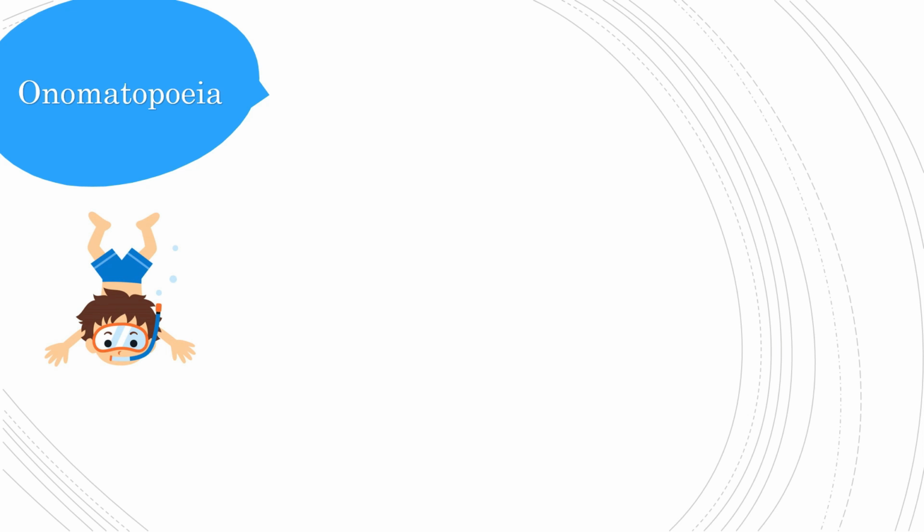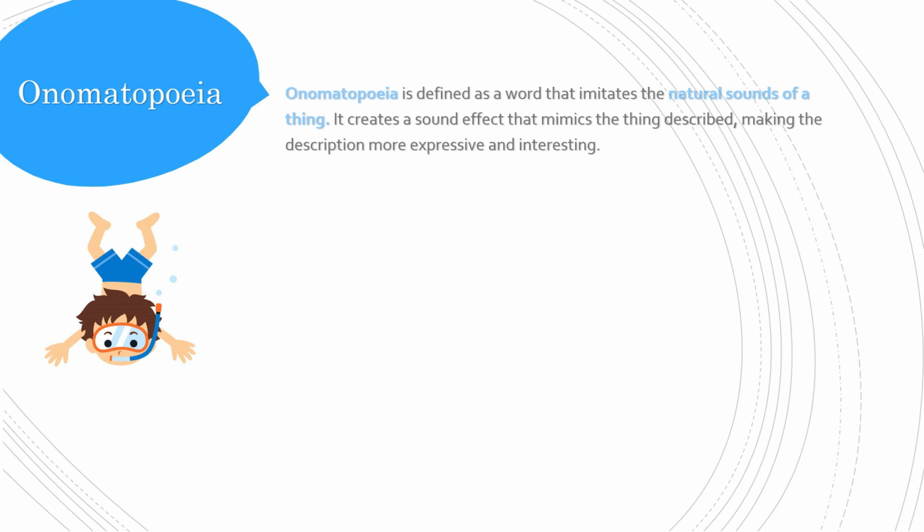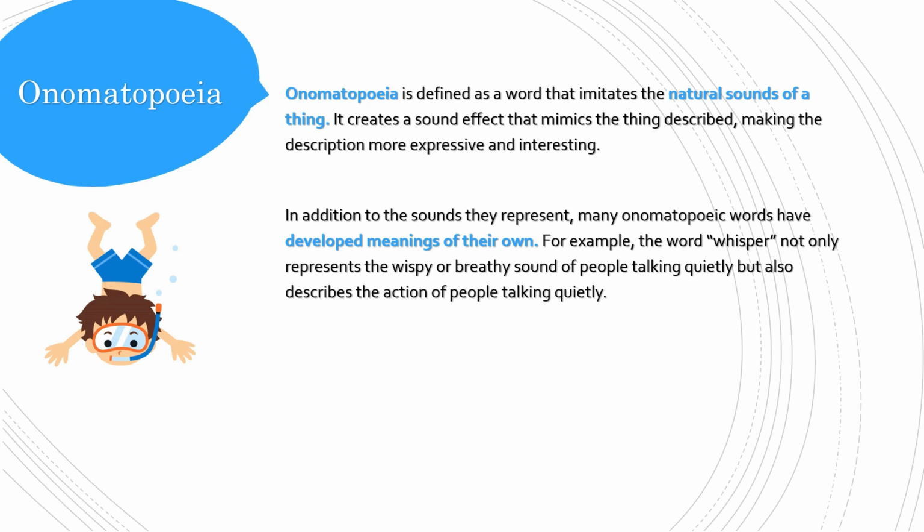Onomatopoeia. Onomatopoeia is defined as a word that imitates the natural sounds of a thing. It creates a sound effect that mimics the thing described, making the description more expressive and interesting. In addition to the sounds they represent, many onomatopoeic words have developed meanings of their own. For example, the word whisper not only represents the wispy or breathy sound of people talking quietly, but also describes the action of people talking quietly.